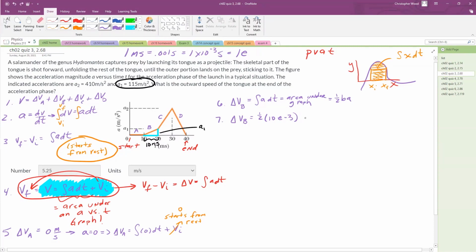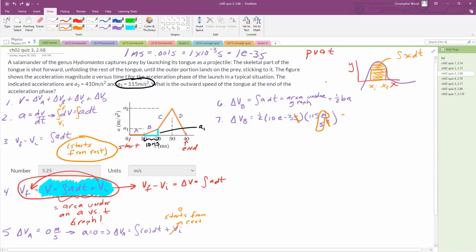I've got to do some units first. I can't leave off units, that's too sloppy. So the units here are 10 e minus 3 seconds times the height, and the height is 115 meters per second squared. That's the answer. Let's do dimensional analysis, which is always a requirement. Seconds here cancels with one of the seconds here, so I end up with meters per second, which is what I would hope to end up with.